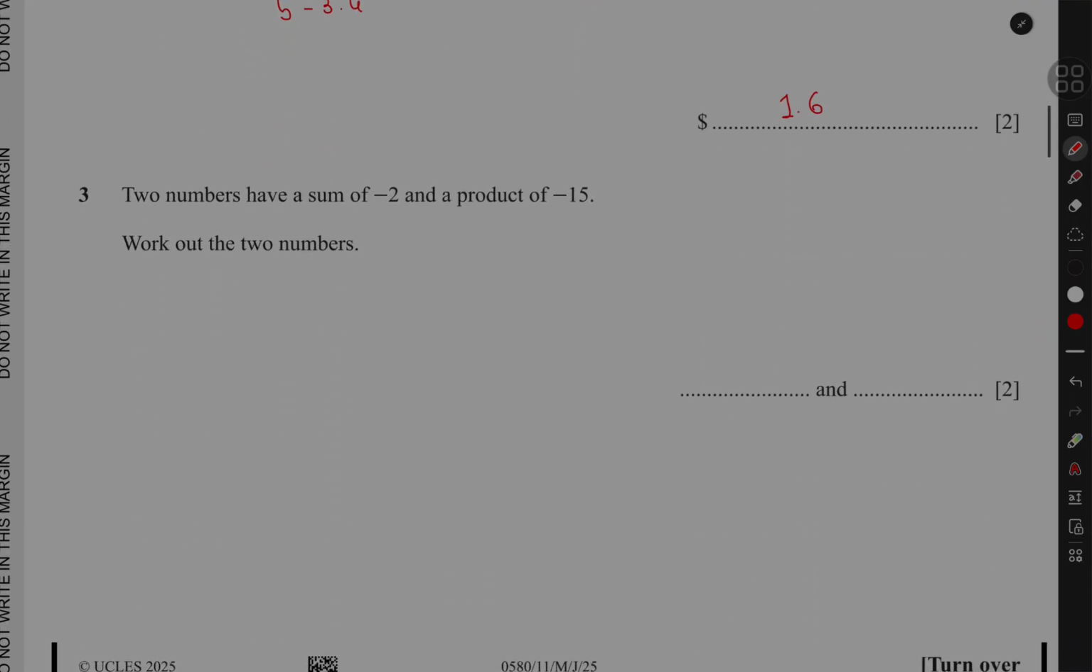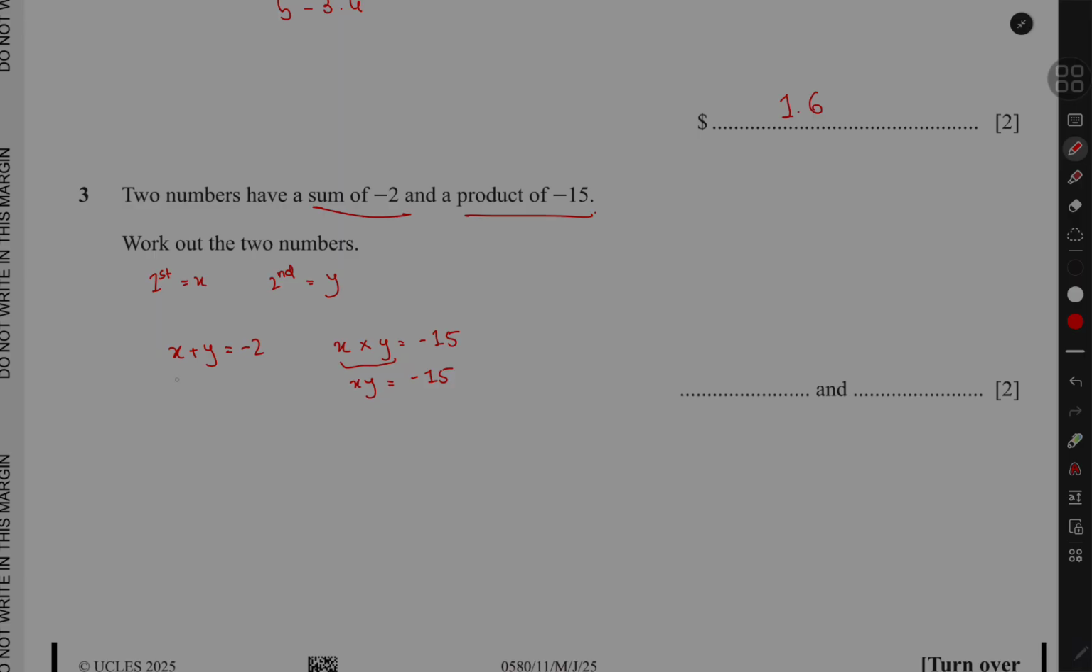Two numbers have a sum of -2 and a product of -15. Work out the two numbers. So the first number is x and the second number is y. They have a sum of -2, so x plus y is equal to -2, and a product of -15, so x multiplied by y is equal to -15. You can also write this as xy is equal to -15. It's the same thing.